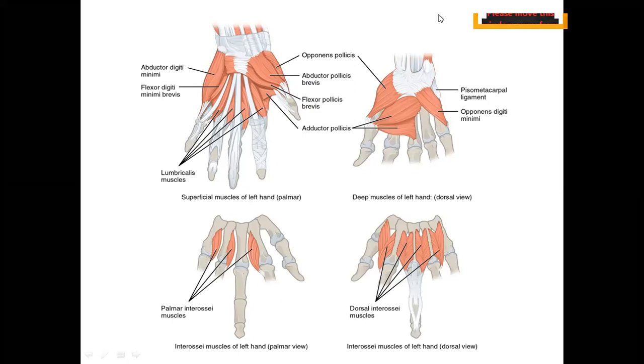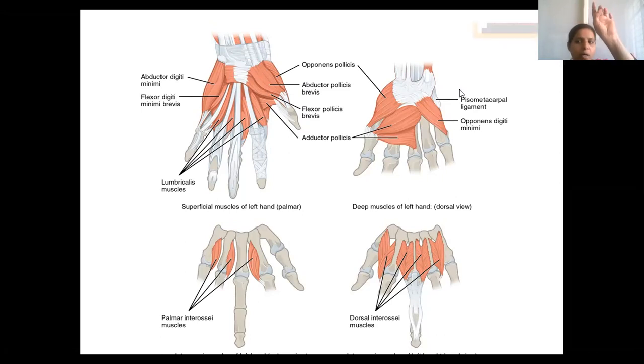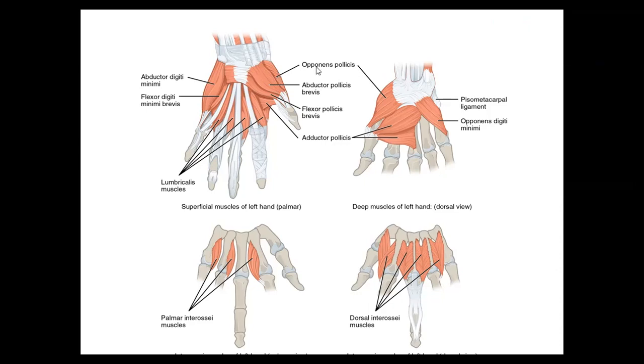Opponens pollicis is responsible for what type of movement? I said opposition. This movement. This type of movement where you can bring the thumb towards the other fingers is opposition. This is brought about by this muscle, that is opponens pollicis.